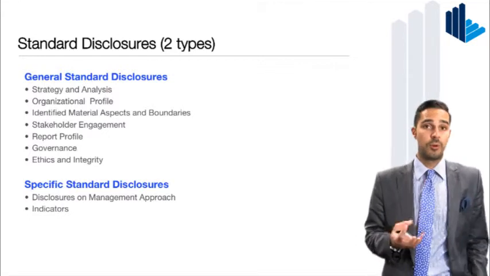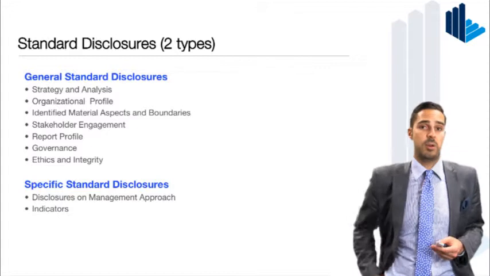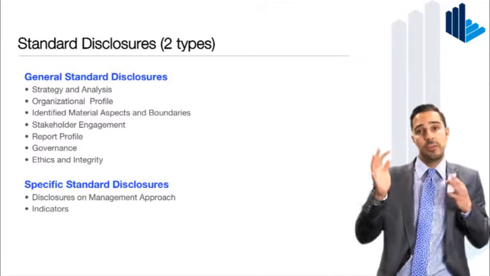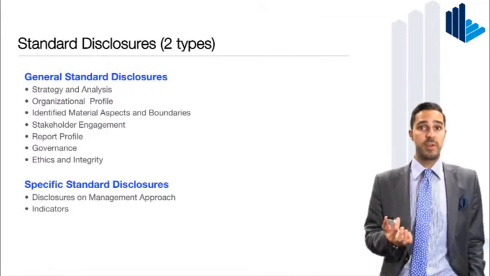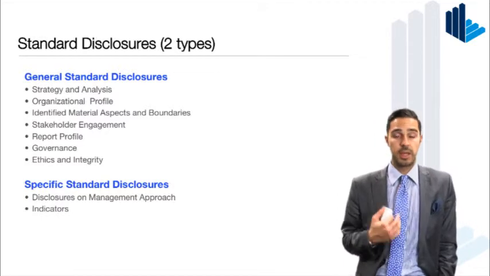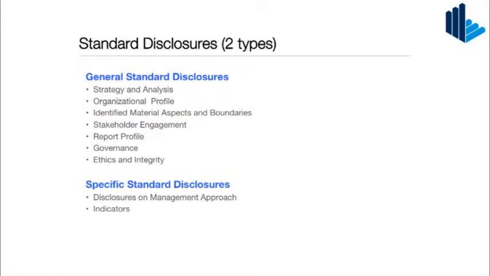Basically, the disclosure of a sustainability report based on the GRI framework is made of 2 major sections. There is a first part of the report that concerns what the GRI calls the general standard disclosure. This part of the report presents the strategy of the company, the organizational profile of the company, defines what activities are material, what are the boundaries of the sustainability report, presents what kind of processes have been put in place to engage stakeholders, the report profile, governance mechanisms, and ethics and integrity at the base of the sustainability report.